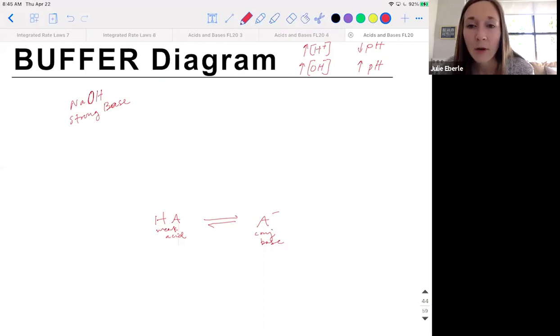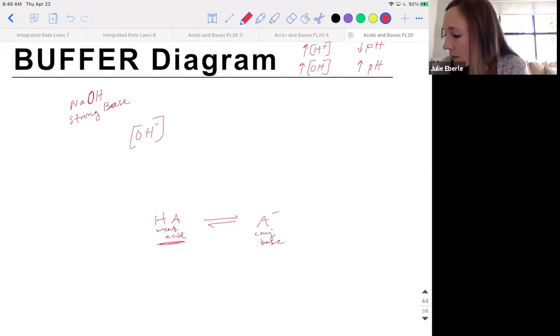So buffers have components that can neutralize what's being added. What do you think is going to neutralize OH minus? An acid or the conjugate base component? Do you think acids neutralize bases, or would a conjugate base component neutralize a base? Yeah, acids. So this weak acid sees that OH minus floating around in solution, and it's like, I'm going to neutralize you. So they essentially react together. And what does the acid do? The acid's going to donate its hydrogen to OH minus. What are you going to make when you do that?